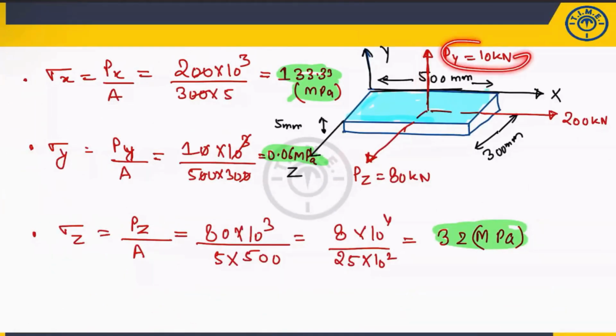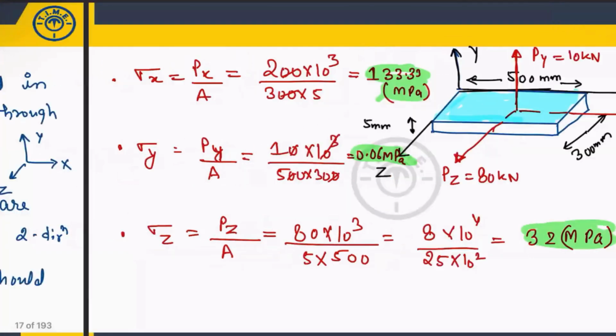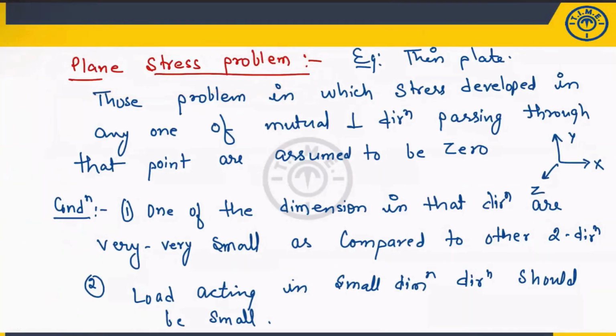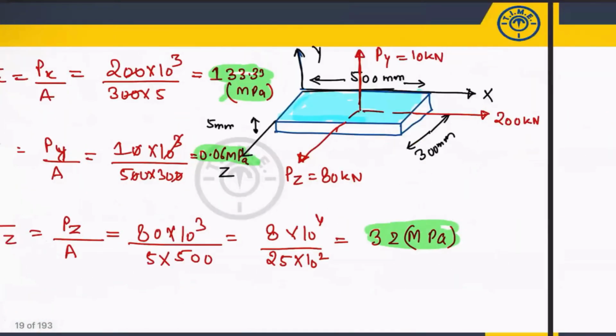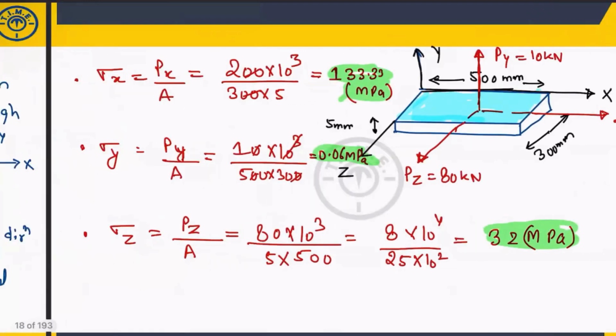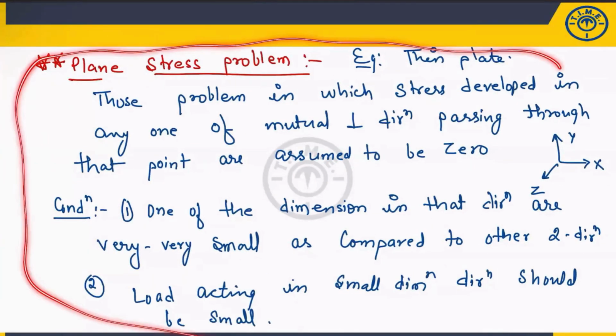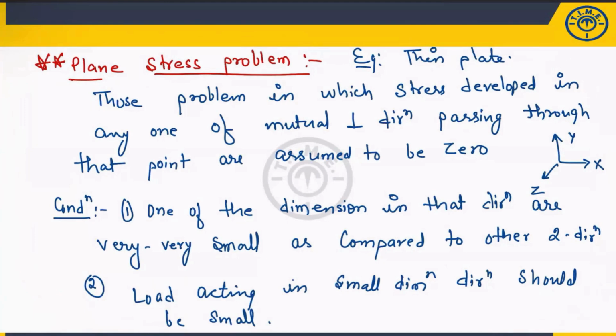So if the load is small but the area is maximum, automatically the stress value will come out to be less. So plane stress problem means when the stress developed in one direction is very small or assumed to be zero as compared to the other two. That is the meaning of plane stress problem. Based on this concept, they have asked this particular question. But before that, first write down this important concept, these two conditions and the meaning of plane stress. Then I will discuss that problem.